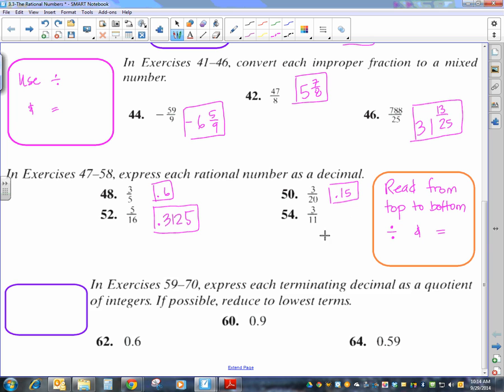3 11ths, I wanted you to see that one because this one is a repeating decimal. And a repeating, you figure out what part of it repeats and you write that part and put a bar over it. That's what the repeat means.